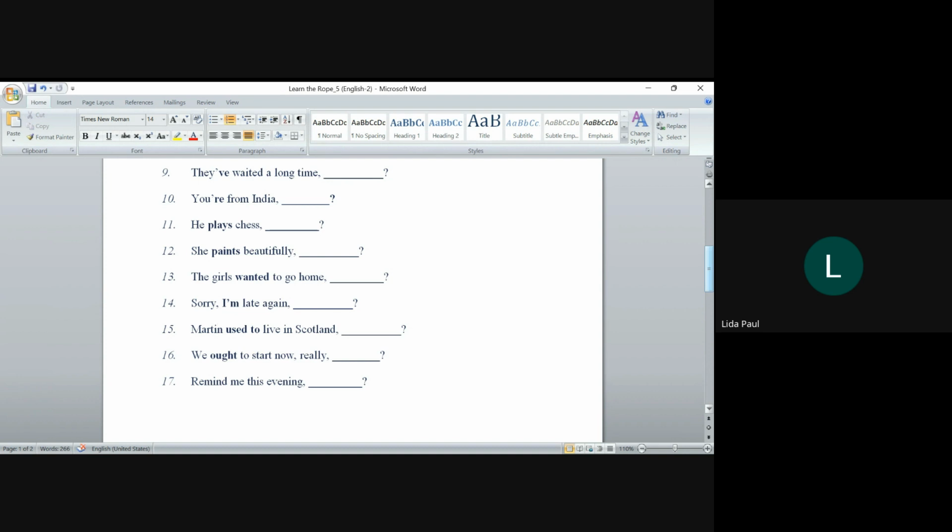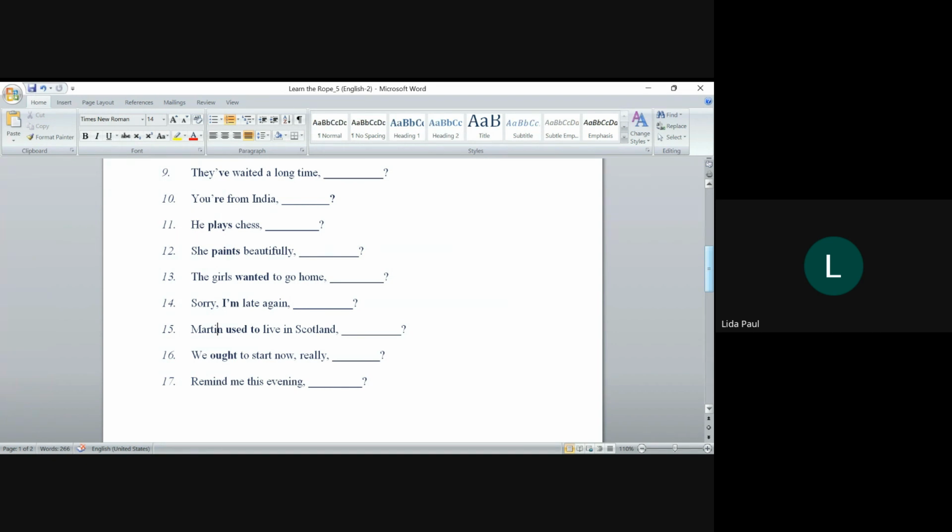15th one. Martin used to live in Scotland, wouldn't he? Used to, this indicates what? Past tense, right? So this is past tense and then you don't have an auxiliary. In such case, what would you replace it with? Didn't. It's past tense, so you'll have to use did. Martin used to live in Scotland, didn't he?